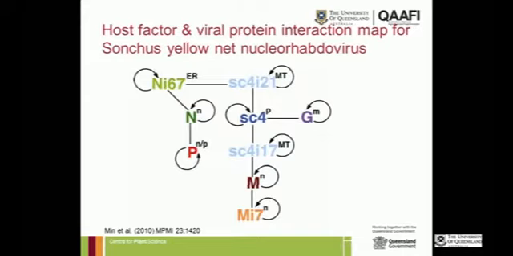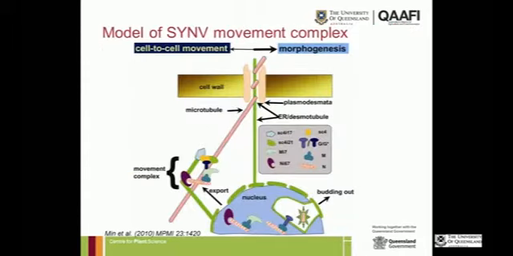Even more complex, this SC4 protein also interacts with protein number 21, and the nuclear protein interacts with Ni67, and these two host proteins interact with each other, again facilitating an interaction between these two proteins via those two host proteins. So this is a very complicated interactome, you might want to call it, between the viral and the host proteins. And in this Min et al.